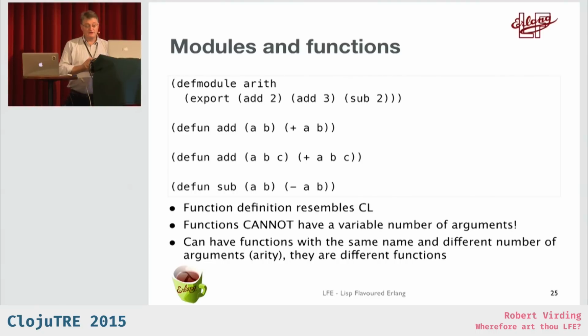However, I can have functions with the same name and different number of arguments, and they're separate functions. So here I've got two functions add, one with 2 arguments and one with 3 arguments. So if I call it with 3 arguments, I'll get the second one. If I call it with 2 arguments, I'll get the first one. If I call it with 1 argument, I'll get an error because there is no add of 1 argument. That's just baked into the system, right?